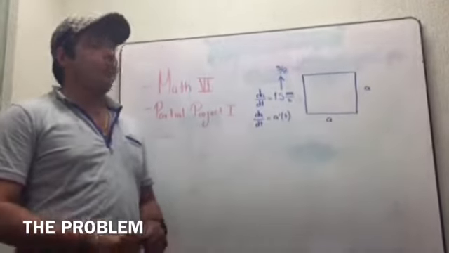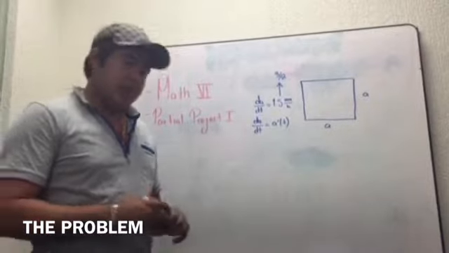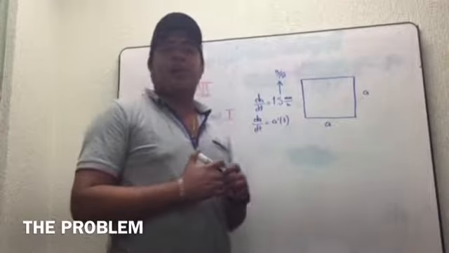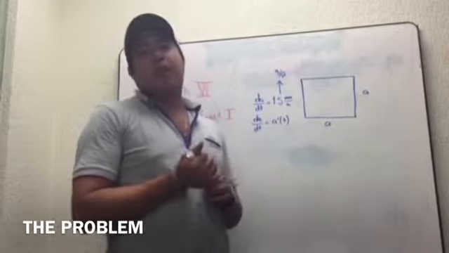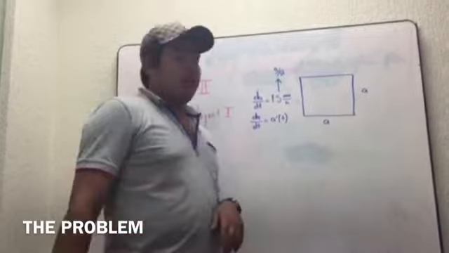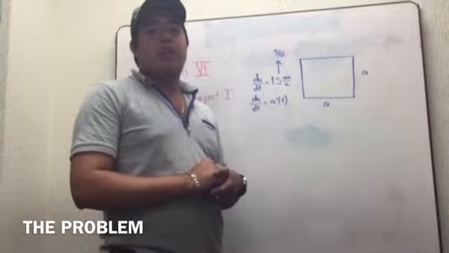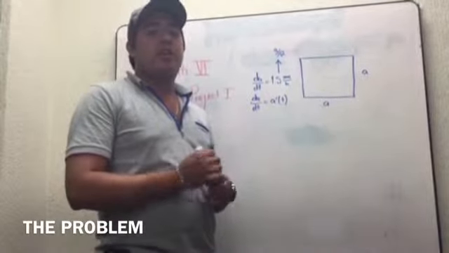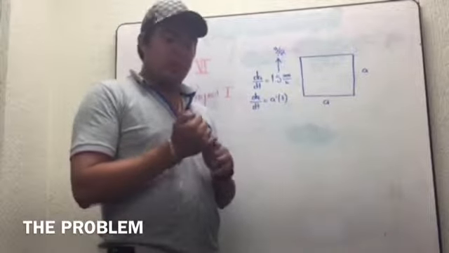Number 1, and we are going to solve problem number 1, which says that the sides of a square are increasing at a rate of 1.5 millimeters an hour. The question of the problem is, at what rate are the area and the perimeter increasing at the instant that one side is 28 millimeters?